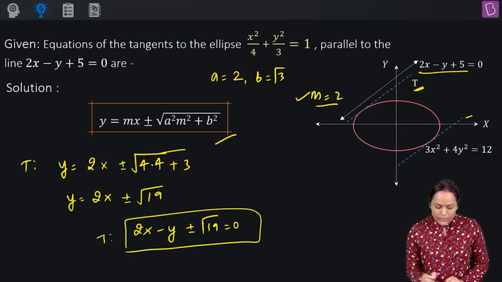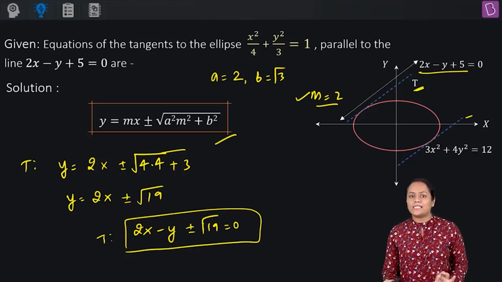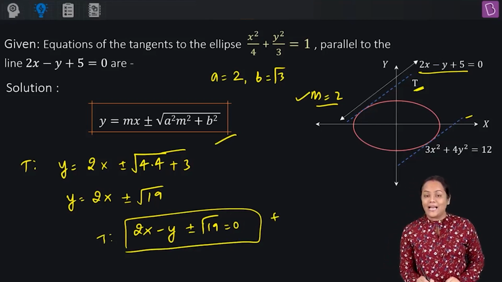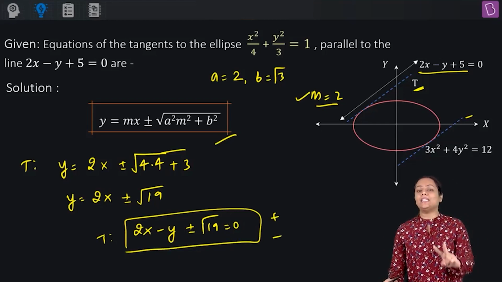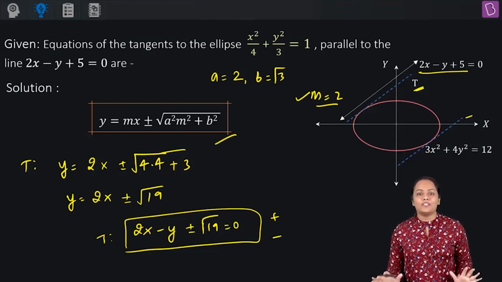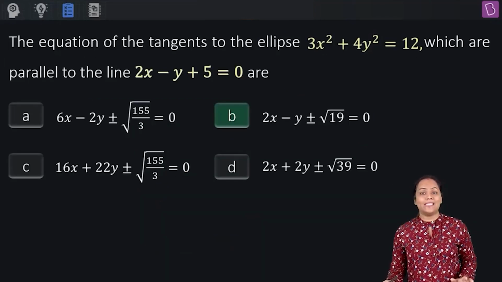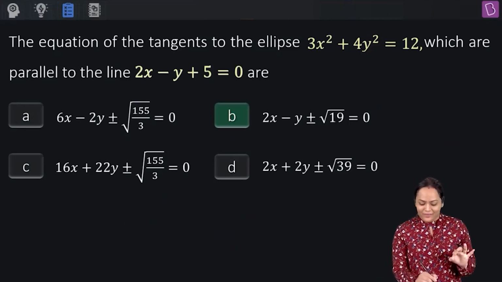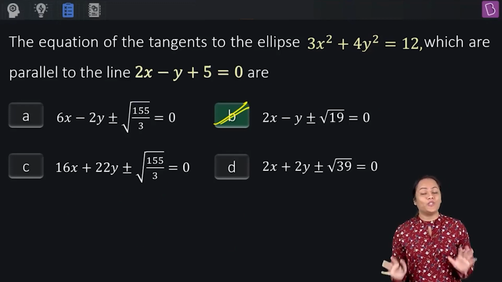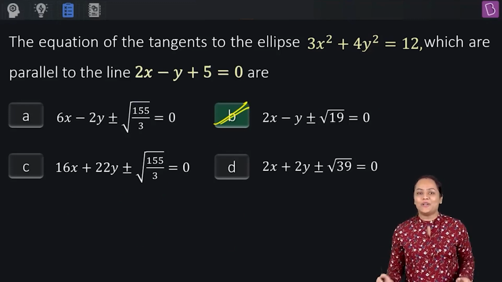This will be the equation of tangents, and you can see this very clearly that I'll have two tangents, one with plus, another with minus, and they are going to be the parallel tangents. Clear? Understood? Perfect. And if we see the options here, we can say that the option is B. We have got the answer B, which we have just seen by eliminating the options also. Understood?